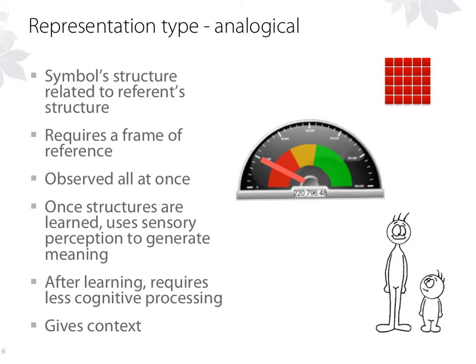So once those structures are learned, we actually use our sensory perception to generate meaning, and then after learning, it requires a lot less cognitive processing than the propositional. And the other thing it does basically for free, or we can put it in very easily, is context. So with this one, is this data point, or is this value good, bad? We can overlay that context pretty quickly in a categorical way, or potentially even in a continuous way.